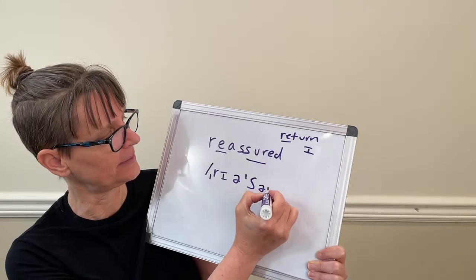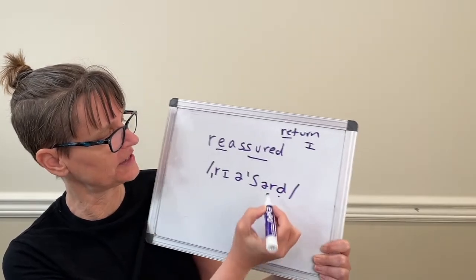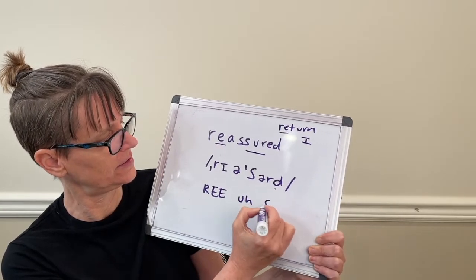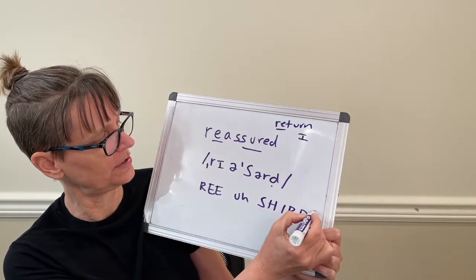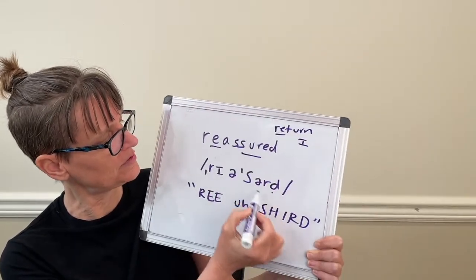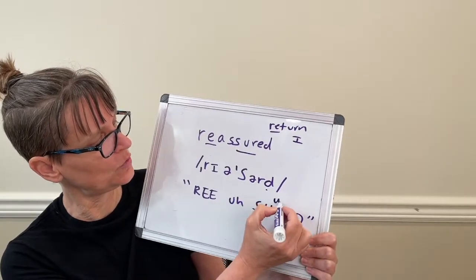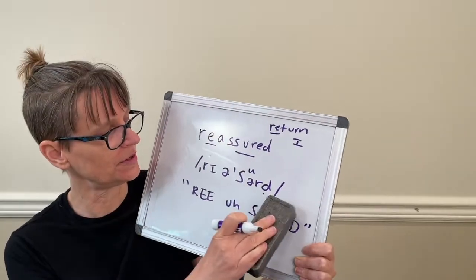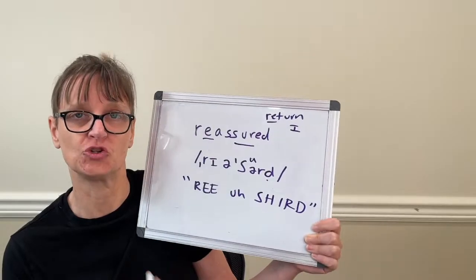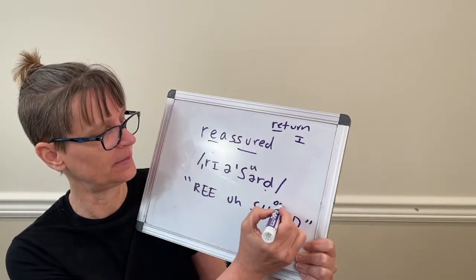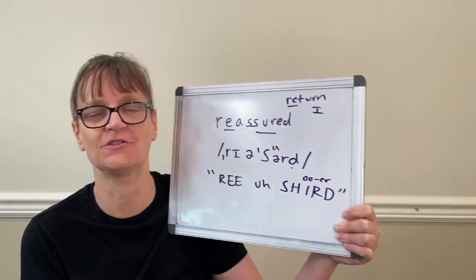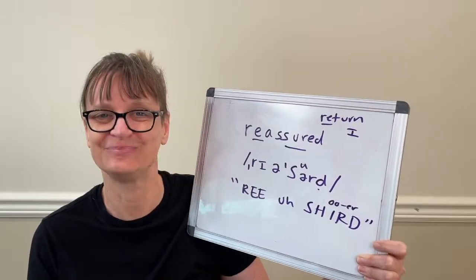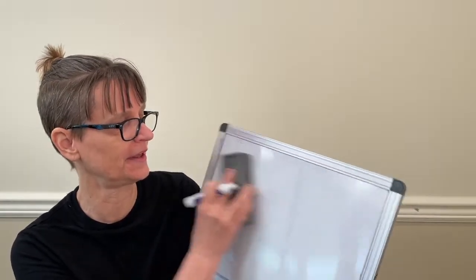So we have reassured. So the ED just says D, so it sounds like reassured. Some people will use more reassured, a little bit of an oo sound here. Reassured, I reassured her. Because we can say sure or sure. But I use an reassured. I was reassured. She reassured him. Thank you.